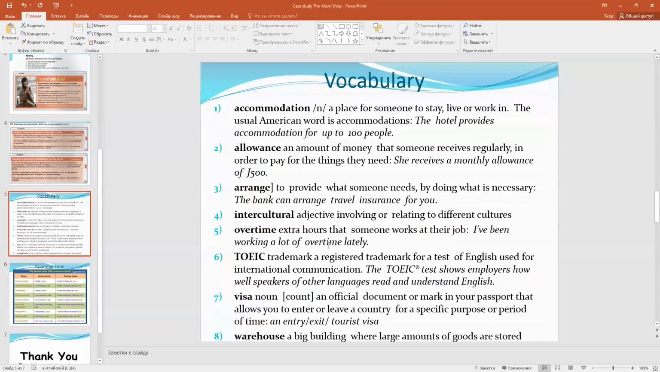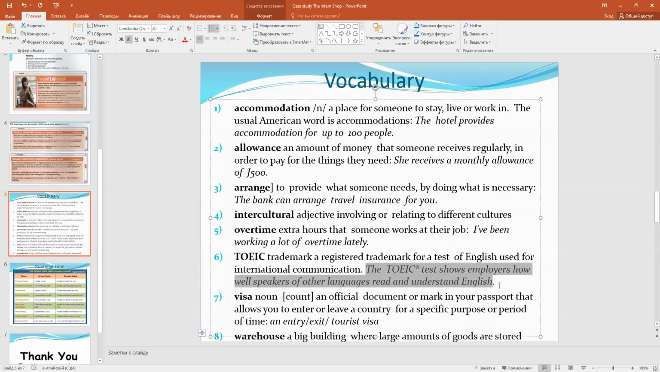And TOEIC, here you can see trademark, registered trademark for test of English used for international communication. This is a testing system for English proficiency. And visa, you know this one, it is an official document or mark in your passport that allows you to enter or leave a country for a specific purpose or a period of time. And you have entry, exit, tourist visas.